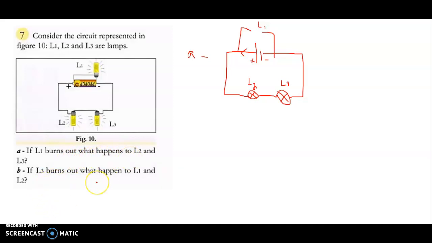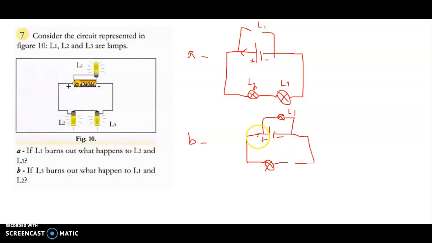Now, if L3 burns out, what happens to L1 and L2? Now the circuit in B becomes as such. This is the positive terminal of the battery. L1 is connected to the battery in parallel to it. This is L1 now. And we have L2 connected as such. And L3 burns out. It acts like an open switch. Then we have the wire here.